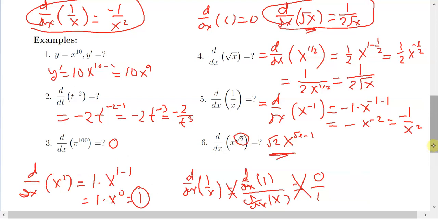But we'll get some more rules. And eventually we'll be able to take the derivative of any of our basic functions that we can write down.